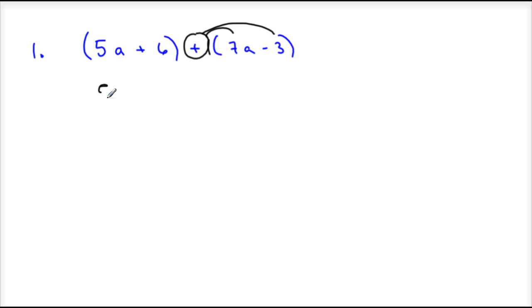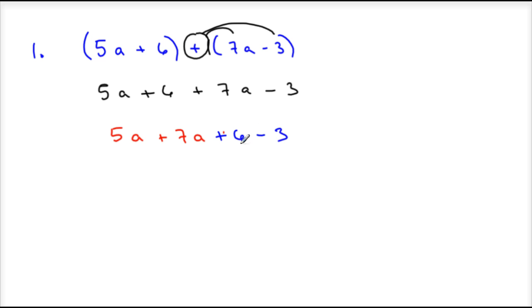So I could rewrite this without my parentheses. So I have 5a plus 6 plus 7a minus 3. I've seen some techniques if you wish to rewrite them all in order, like terms next to each other. 5a plus 7a are both like terms. They both have a variable a, and then plus 6 minus 3 are also like terms. They both are just numbers without any variables.